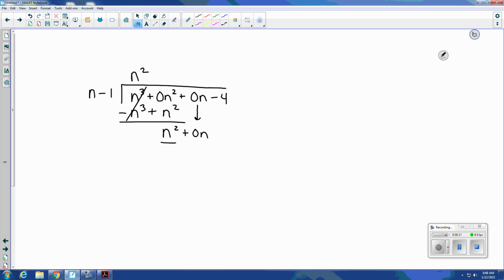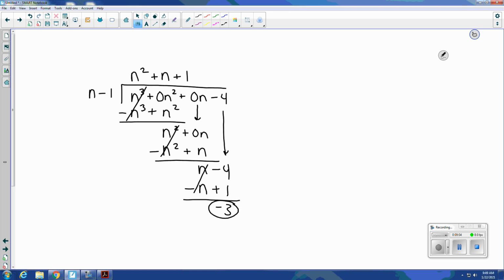Now, we have our new initial term. How many times does n go into n squared? Or what is n squared divided by n? And we'll get n. Multiply by the divisor to get our new line, n squared minus n. Subtract that new line, so run a negative through. First terms cancel. 0 plus 1 is 1, n. Bring down the next term. New first term, how many times does n go into n? 1 time. Multiply, n minus 1. Subtract that line, get negative 3. That's our remainder. Quotient. How do we format our solution when we have a remainder?